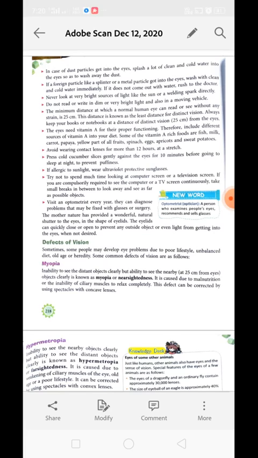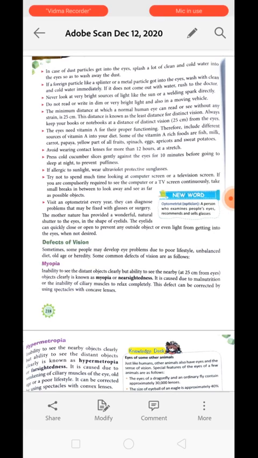Means we can clearly see the object if we keep the object away from our eyes at least at 25 centimeter, because we cannot see clearly an object which is kept at 24 centimeter. So always keep your books or notebook at the distance of distinct vision from the eyes, that is at 25 centimeter or farther. Next, the eye needs vitamin A for its proper function. Therefore, include sources of vitamin A in your daily diet. Some vitamin A rich foods are fish, milk, carrot, papaya, and the yellow part of the egg.